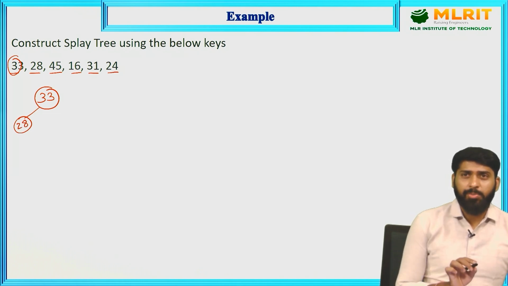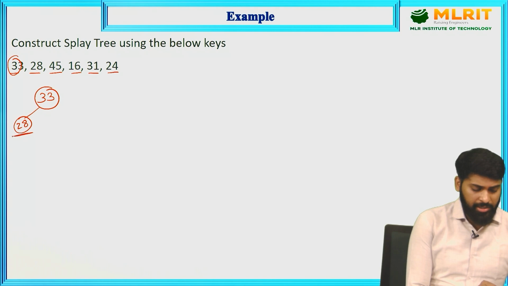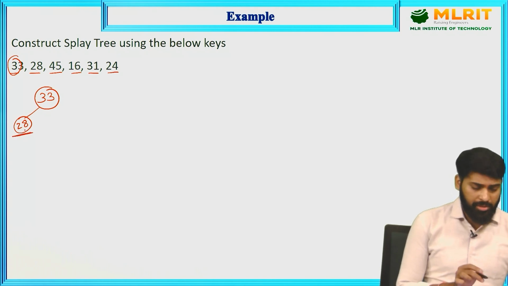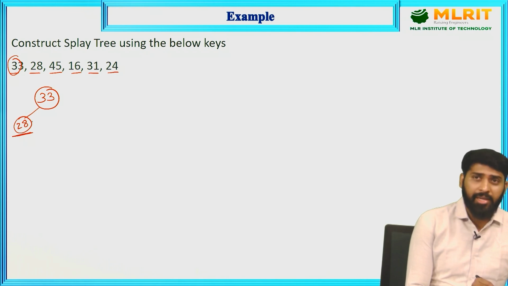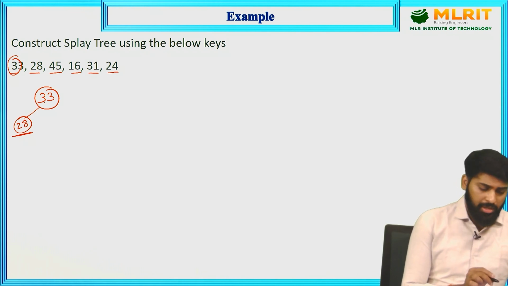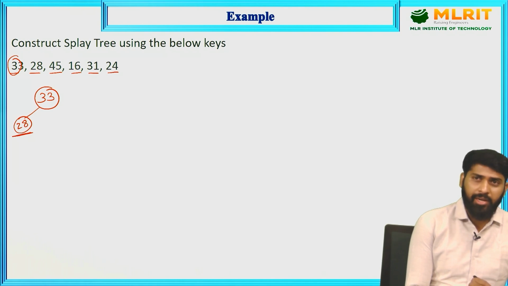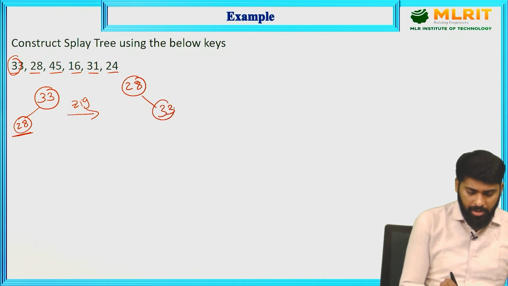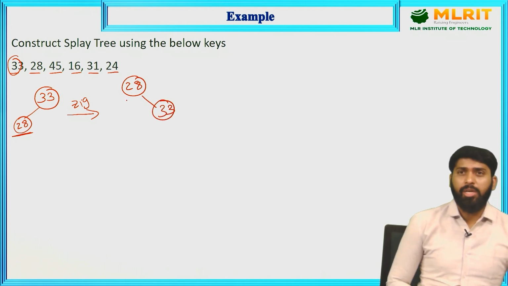So, what is the splay tree definition? As per the splay tree definition, newly inserted data becomes the root. Now, 28 is the newly inserted data, and 28 is the left child of 33. I want to make 28 the root, so which rotation am I going to apply? Zig rotation, one right rotation. So, it becomes 28 and 33. Now 28 is the root of the tree.